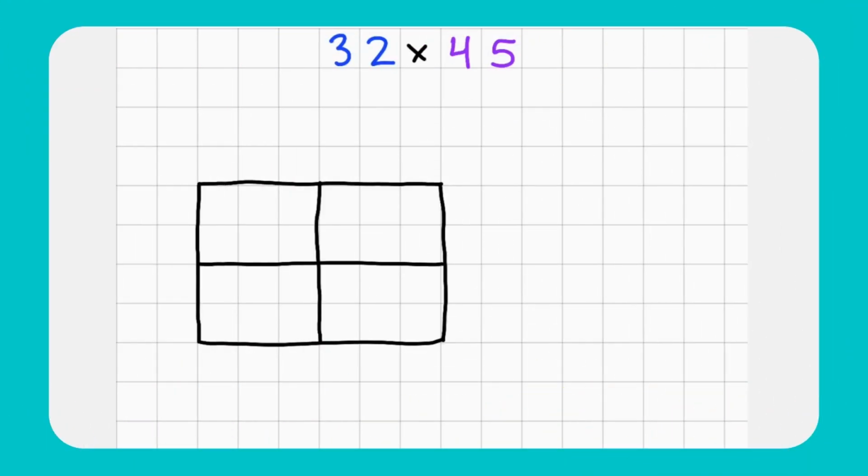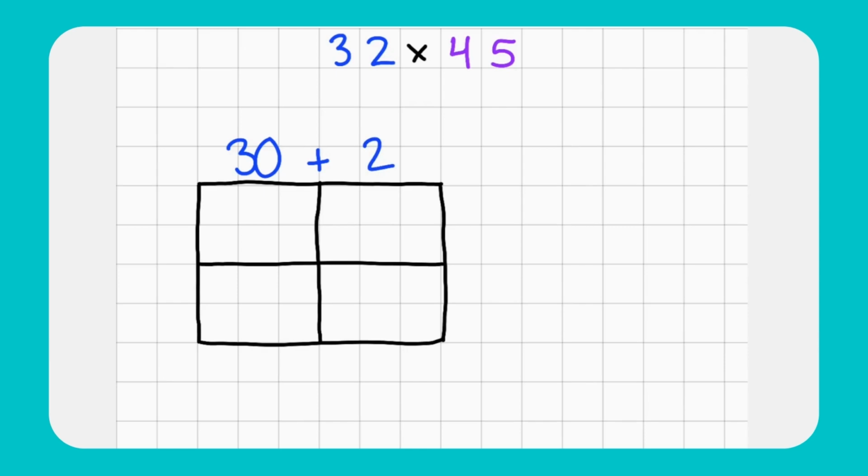Let's look at the same problem using area model. So we're going to do 32 times 45. And this time we're going to break it apart by place value. So 32 can be broken apart into 3 tens and 2 ones. So we're going to write 30, which is 3 tens, plus 2 ones.